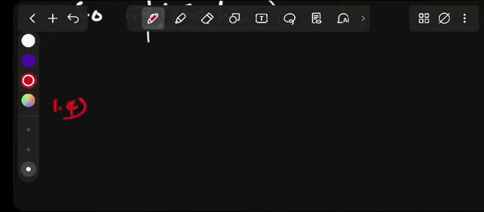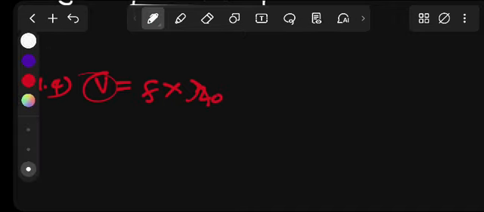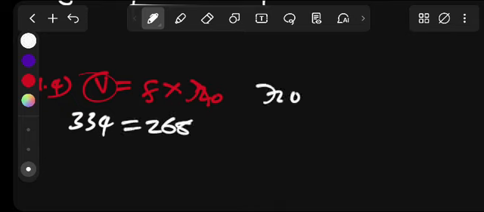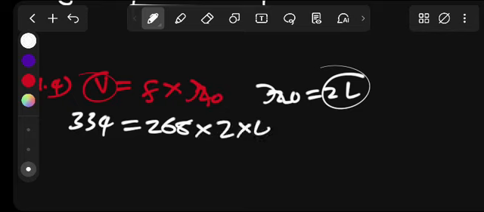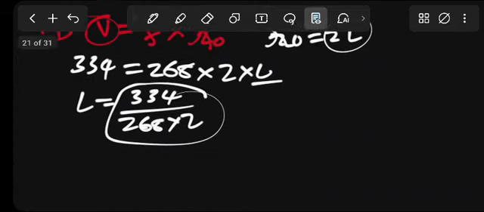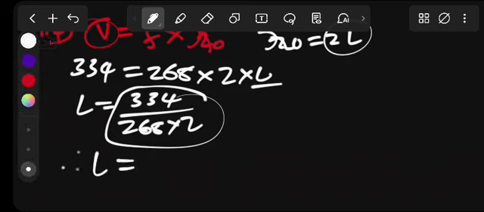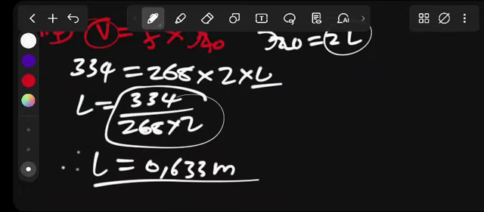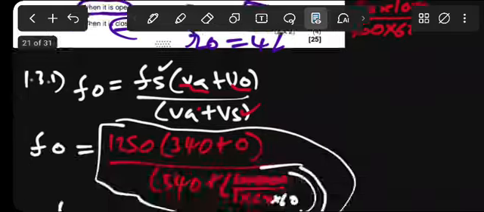We know that the velocity is equal to the frequency multiplied by the wavelength lambda. The velocity we have been given is 334. The frequency is 268, but now when we are doubling the length, this will be 2 times the length if it's open. Then we want the length, so we divide 334 by 268 multiplied by 2. Therefore the length will be equal to 0.633 meter.